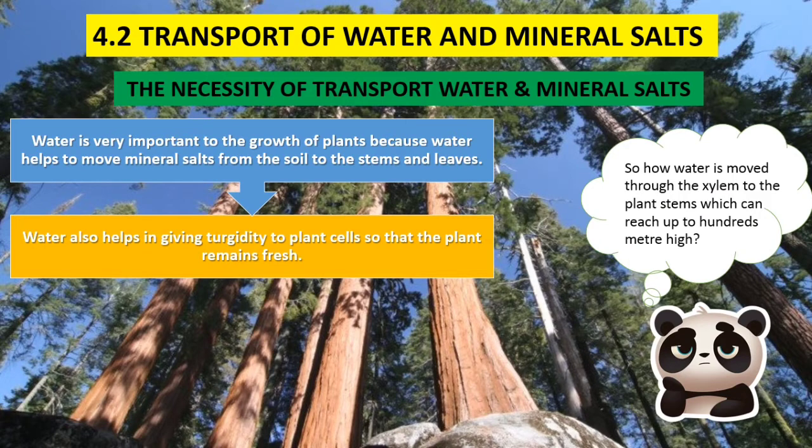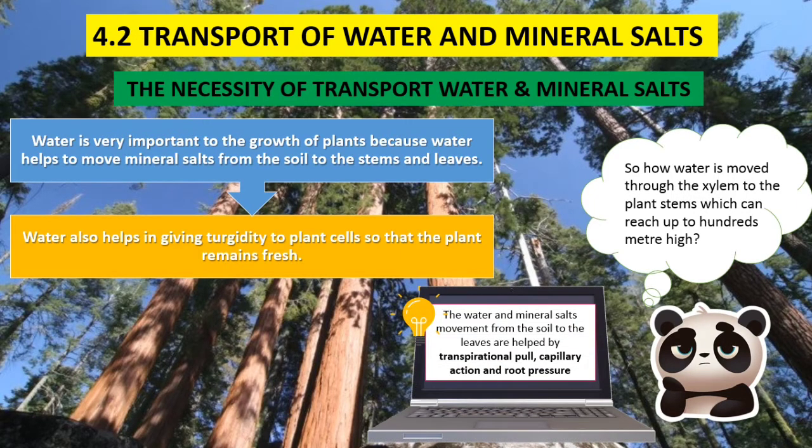So, how is water moved through the xylem to the plant stem, which can reach up to 100 meters high? The answer is the water and mineral salt movement from the soil to the leaf are helped by transpirational pull, capillary action, and root pressure. So, next, we will discuss more about the factors.